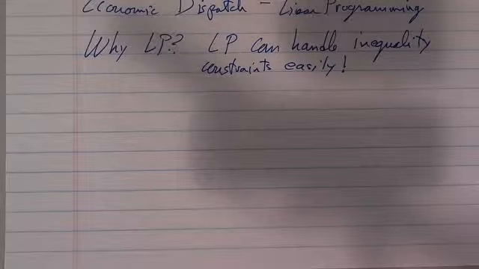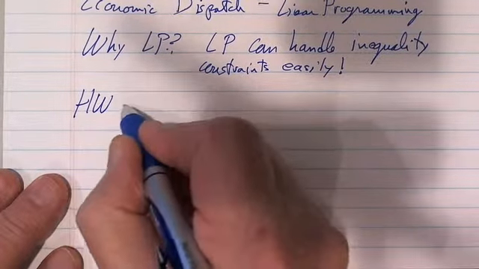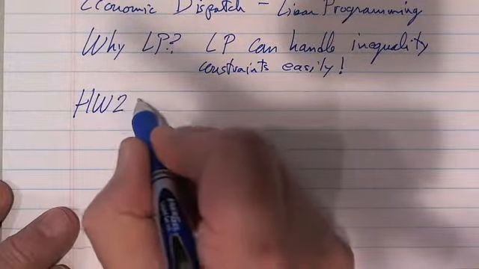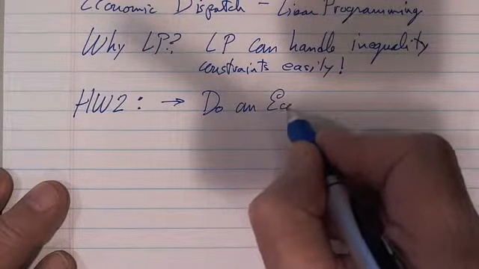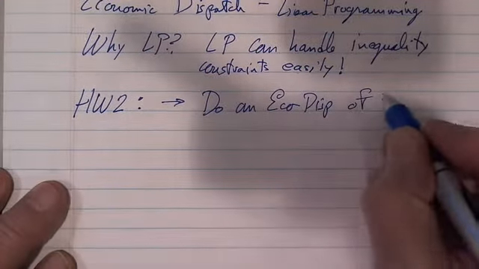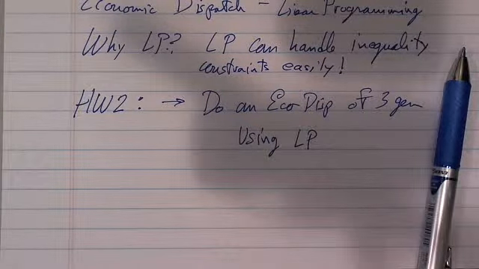And what we're going to do in the homework problem that I'm going to post Friday, which will be homework 2, among other things, is an economic dispatch of 3 generators using LP. This economic dispatch has 3 generators with quadratic cost functions. So how does LP do it? We're going to go through the theory as to how you put that together.